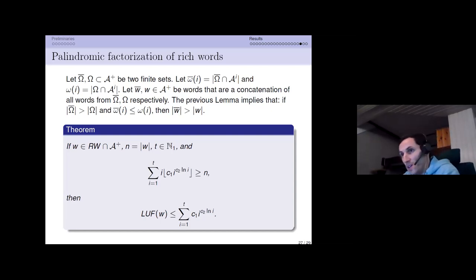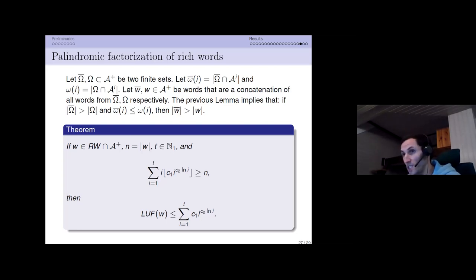which says that if I have, I didn't define this, the set RW is the set of rich words. So if I have a finite rich word W of length n, and if t is some positive integer, and if the first sum is bigger than n, so it means basically I concatenated palindromes, and this concatenation is longer than n. So if I have such a parameter t, then I prove that the number of the palindromes in the concatenation of W is lower than this sum. So actually this theorem explains why I needed the upper and the lower bounds on the sum in the statement.